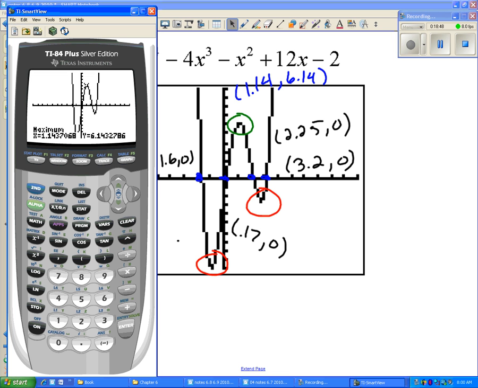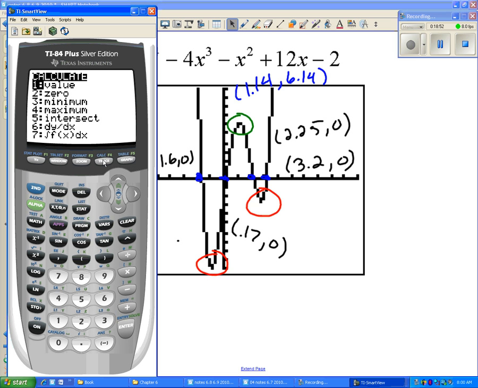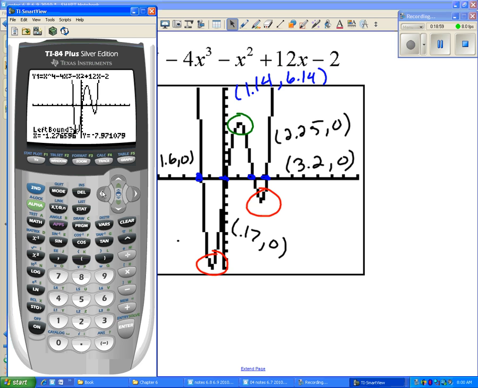And so then I'm going to go second trace. I want number 3 for minimum. Left bound, I'm going to go to the left of this one. Hit enter. Right bound, go to the right of it. Hit enter. Go to the middle. Hit enter. Negative 0.94 and negative 10.